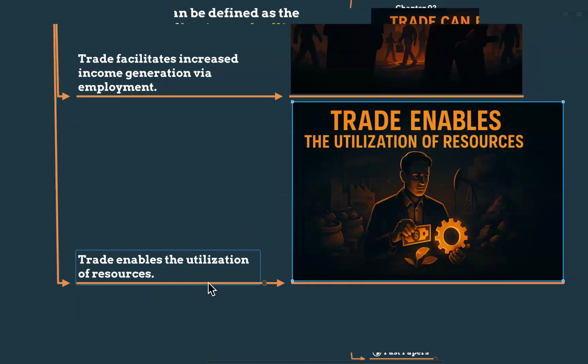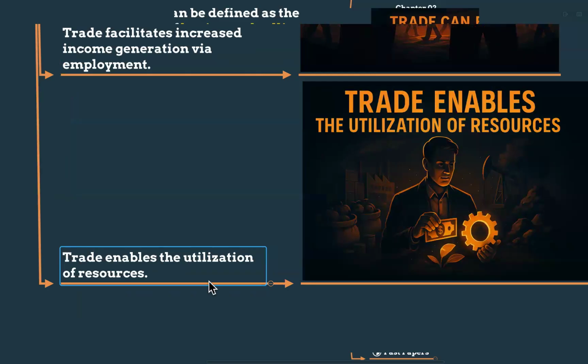Resources means we know, we have studied about resources in the chapter 1. There can be human resources, there can be physical resources, M5, M7, man, machine, method, money, material. Can you remember? These are the resources. So the trade enables the utilization of resources. Unused resources become valuable through the trade services.